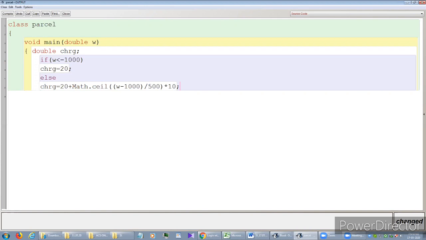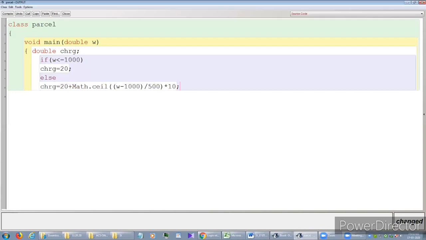Yes, sir. For the first 1,000 gram, we will pay 20 rupees. That means 20 plus Math.ceil of W, which is 2,301 minus 1,000. That means 1,301. That is divided by 500. 1,301 is divided by 500, so we get approximately 2 point something.